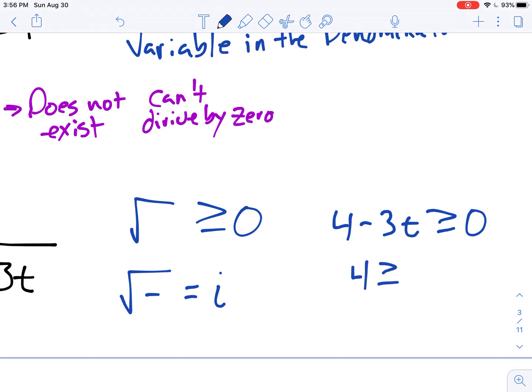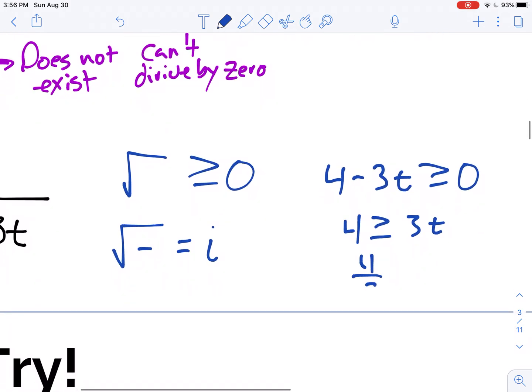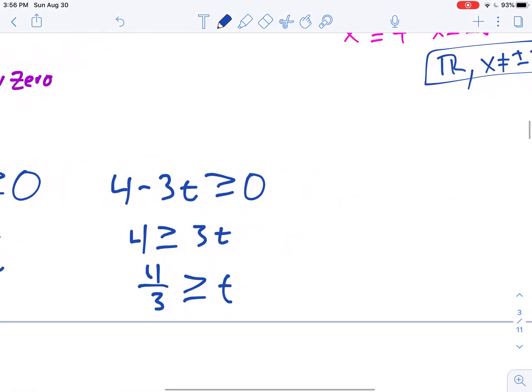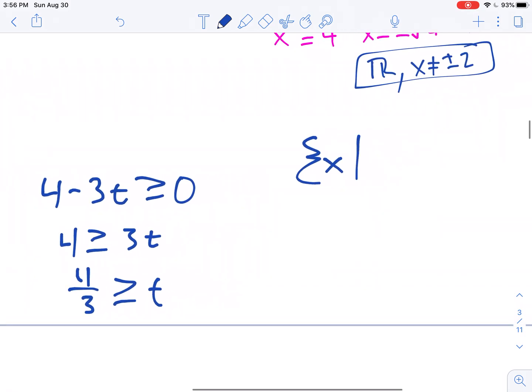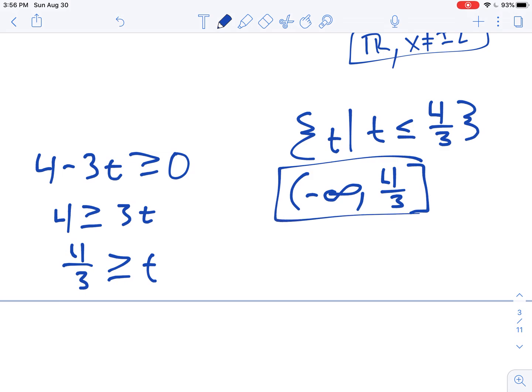4 is greater than or equal to 3t. 4/3 is greater than or equal to t. So what I can say here is that this is going to be all values of t, sorry, this is a t function, not an x function, where t is less than or equal to 4/3. I can also say that it would be from negative infinity until 4/3. I can do this in interval notation. This would also be an acceptable answer.